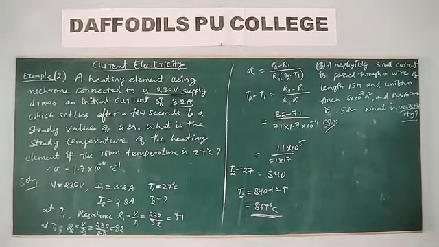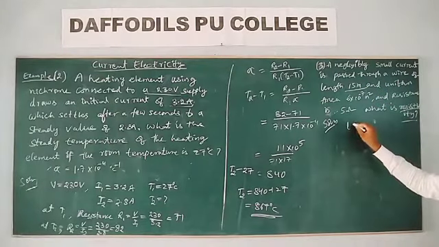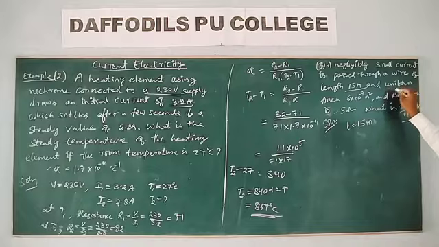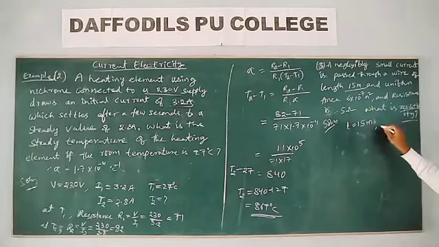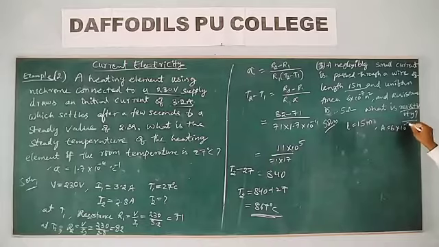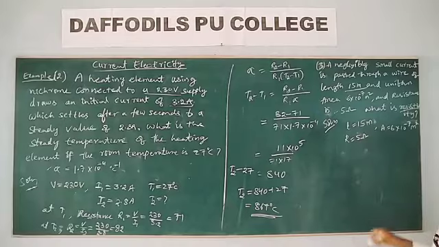A current is passed through a wire of length 15 meter. The length is given as 15 meter, with uniform area of cross section 6 into 10 power minus 7 meter square, and resistance is 5 ohm. R is equal to 5 ohm.